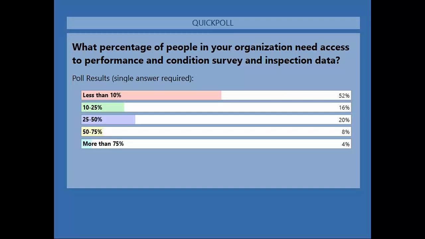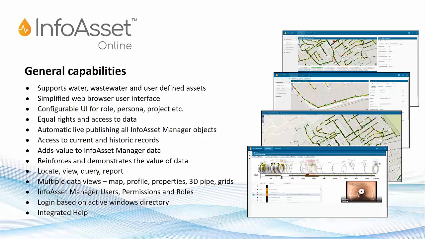Interesting. Again, the majority of you have less need to access condition survey and inspection data. Although, in the other categories, we're seeing an equal amount of people require access to condition and survey data. So that's encouraging, because obviously the presentation moving forward and the demonstration will focus on how easy it is using InfoAsset Online to get access to that data and information. Okay, so moving on to the next slide. Well, now I'm introducing InfoAsset Online.